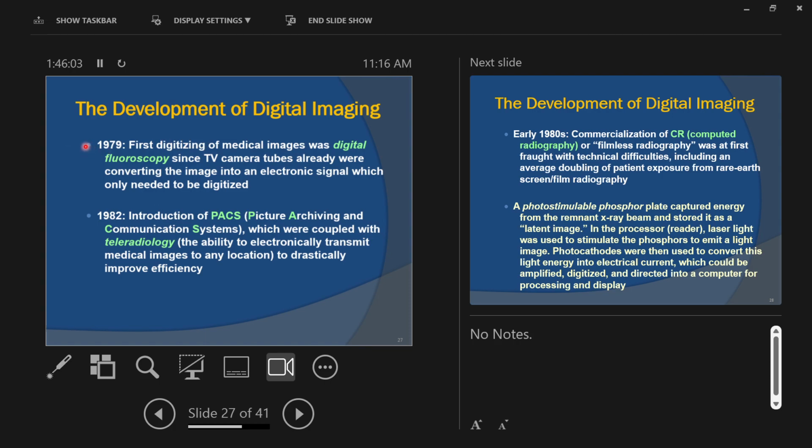So 1979, again, in the 70s, we get our first digital imaging. 73 was our first complete set of digital CT, MRI, ultrasound, and X-ray imaging. So this is 1979, a few years after the first developments. We get the first digitizing of medical images in the form of digital fluoroscopy. So now we've got a way to digitally store and view these images, since TV camera tubes were already converting the image into an electric signal, which then only needed to be digitized.